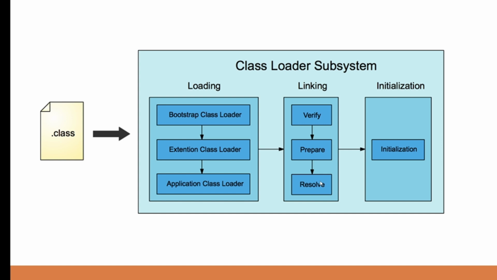The next is the resolution phase. During this phase, symbolic references are replaced with direct references. That is, if you have classes A and B, and class A has a reference to class B, and class B has some constants defined in it, then class A's reference to the constants in class B will be resolved at this phase and replaced with the actual references. That's what happens in the resolution phase.